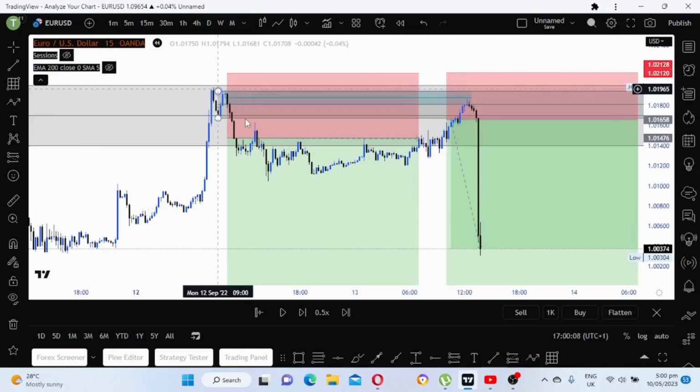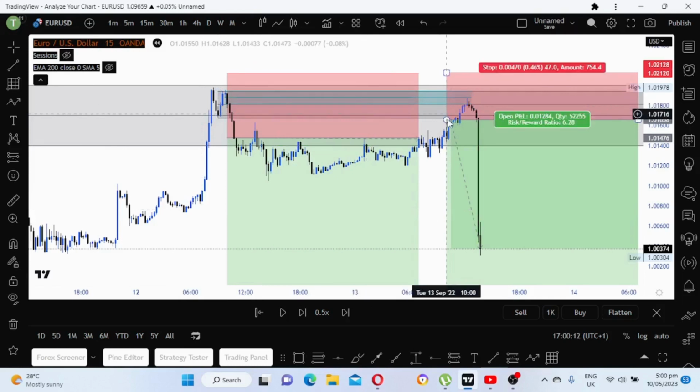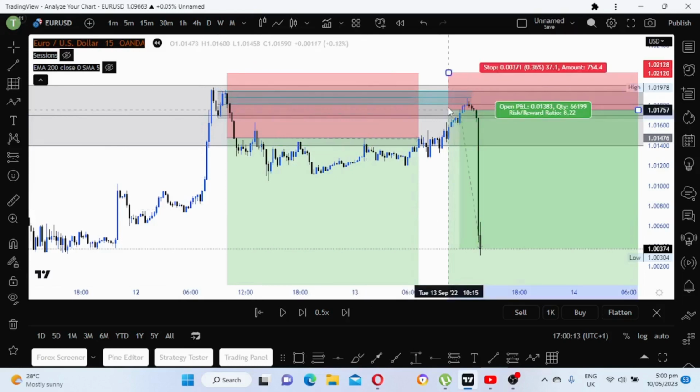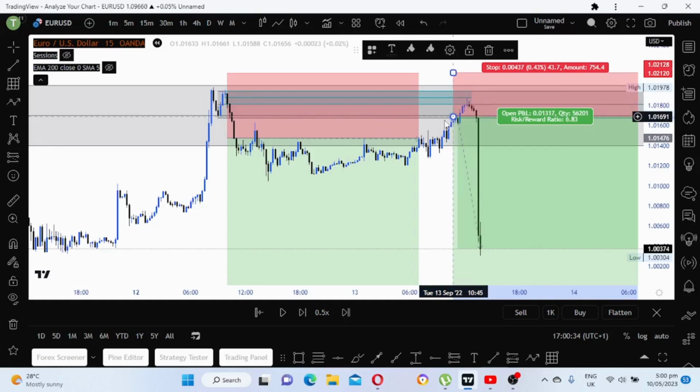Okay, you see, you would have entered on M15 there. Me, I entered on M30. So you would have entered here. Look at the stop loss, guys. Look at the risk reward ratio now. 1 to 9, guys. You would have entered there. So as for me, I've entered on M30. This is where I've entered.